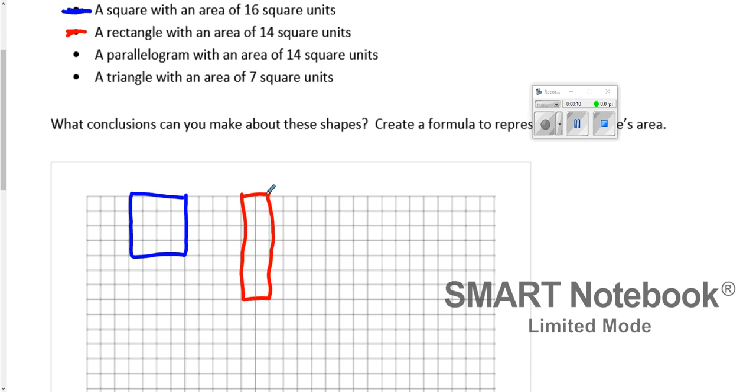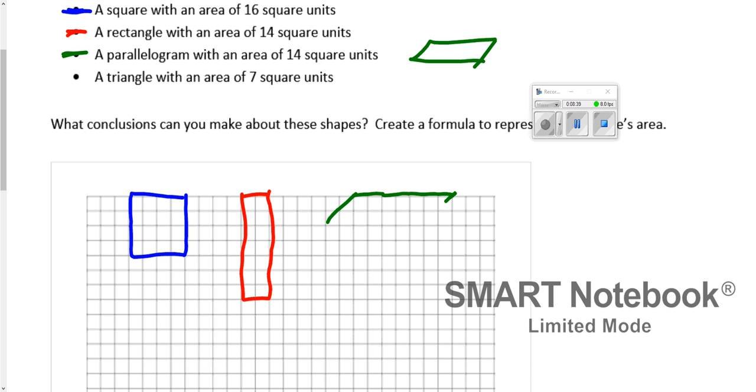Now I'm going to draw a parallelogram. I'm going to do this in green. A parallelogram, if you don't remember, kind of looks like a slanted rectangle. It is a 4-sided shape where both pairs of opposite sides are parallel. So again, I'm going to do 1, 2, 3, 4, 5, 6, 7. And then I'm just going to draw a slanted side like that.